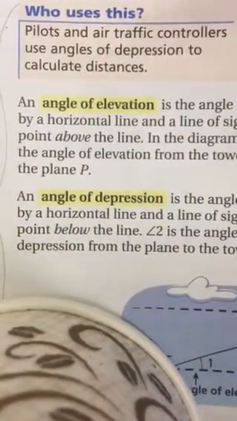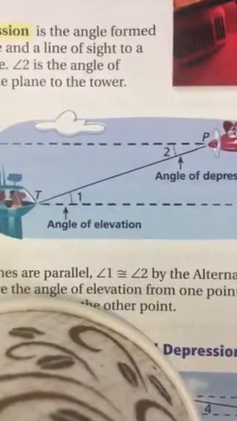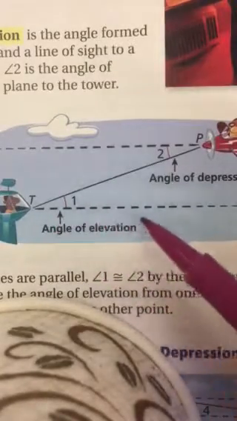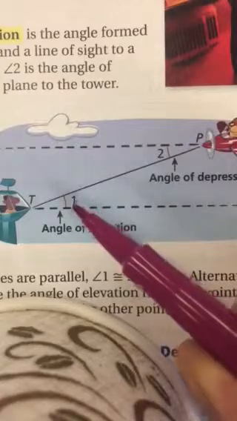All right, so at the beginning of the page, an angle of elevation is the angle formed by a horizontal line and a line of sight to a point above the line. Let's look down at this diagram to understand that as we go. Here's our horizontal line, and a line of sight to a point above the line. So this air traffic controller is looking up to this airplane, and the angle is created by his horizontal line straight in front of him and his line of sight upward. So there's the angle of elevation.